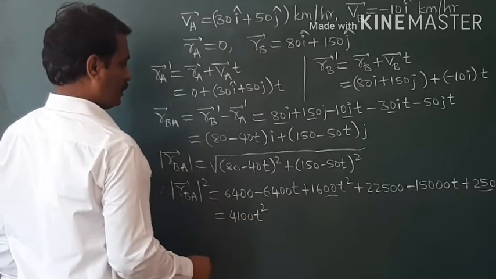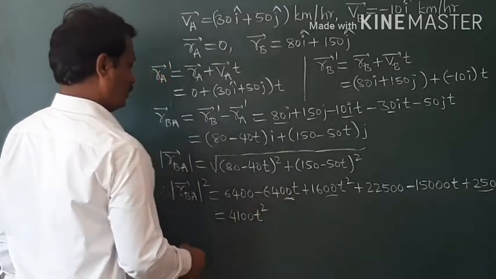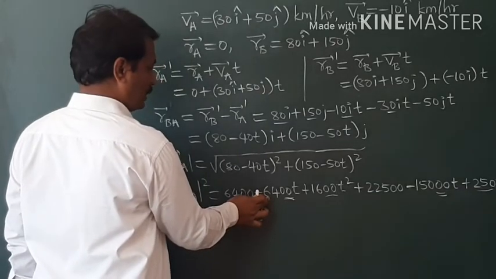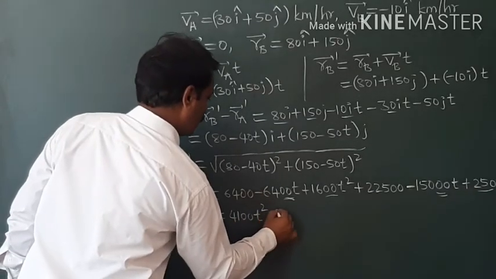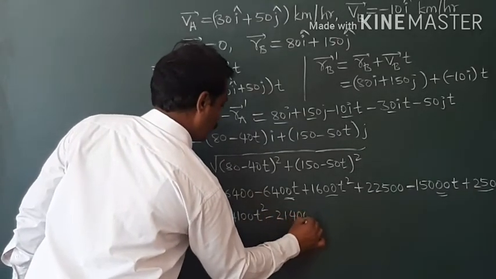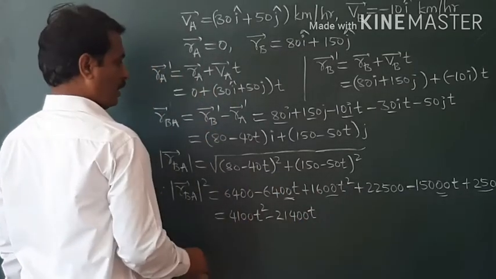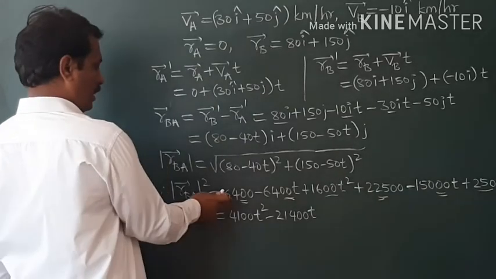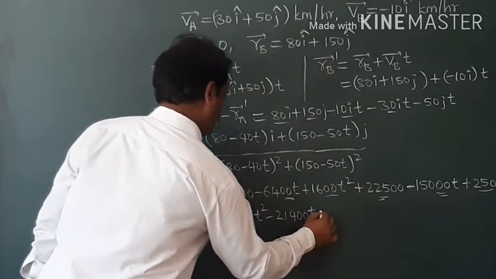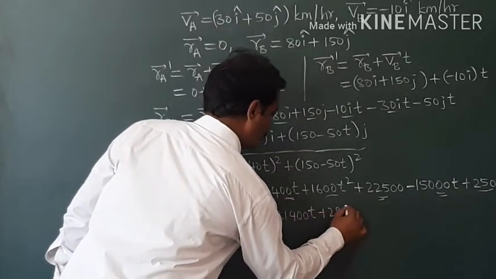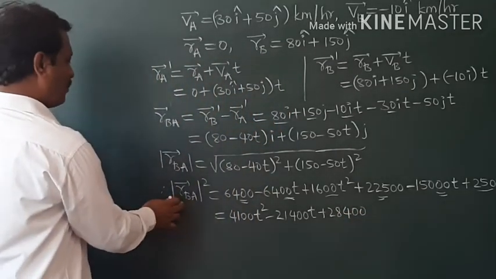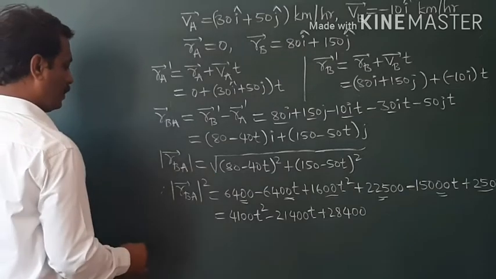Next the t terms, here and here. It is minus 15,000 minus 6,400, so minus 21,400 t. Next the remaining constant terms, this and this. So 22,500 plus 6,400, that is 28,400. Now I will differentiate this with respect to time.